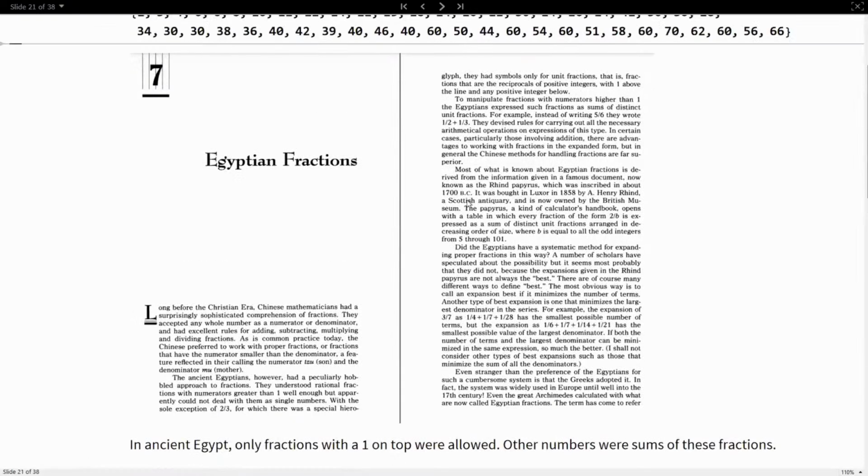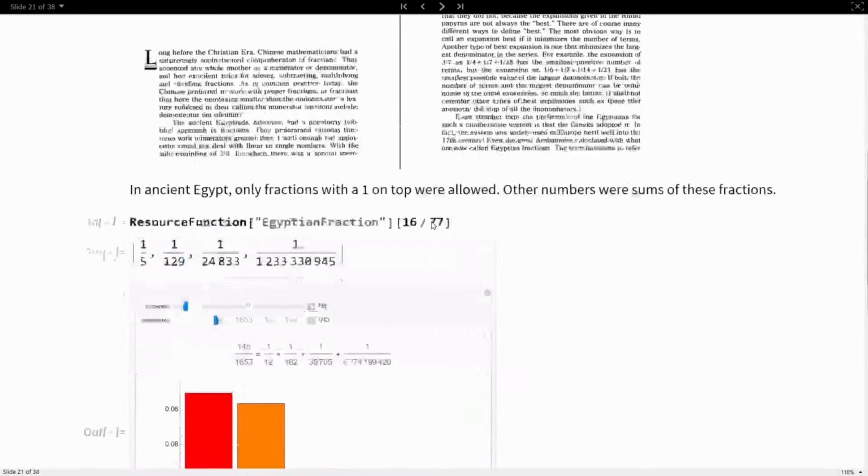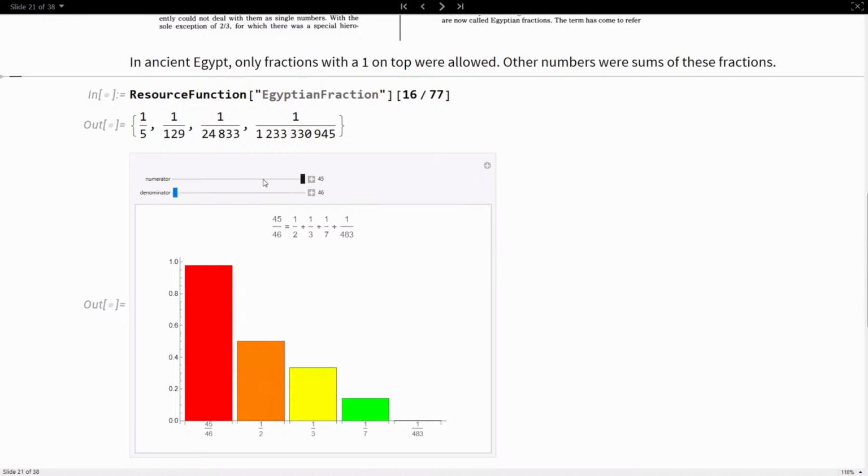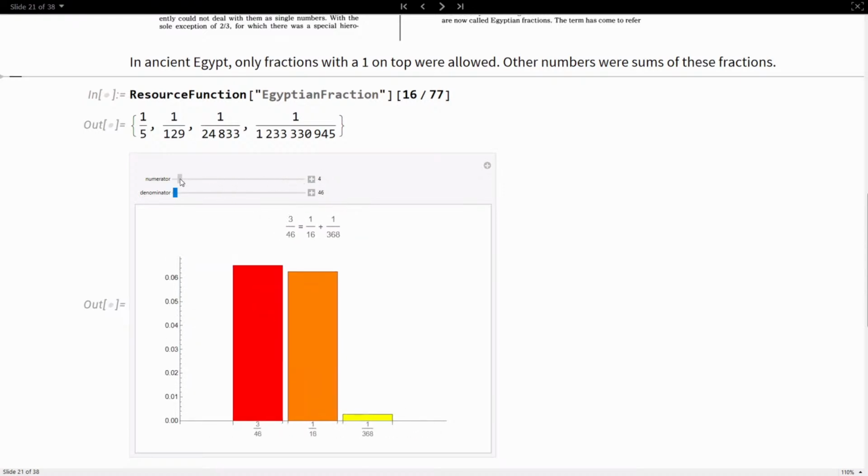So he talks about Egyptian fractions here, and the rule for Egyptian fractions is that only fractions with a 1 on top were allowed. So if you have a particular number, for example, 3/46, the Egyptian way would be to take 1/16 and add 1 over 368. So the fraction 3/46 would be represented as 1/16 and 1/368. That was the way the Egyptians liked to do fractions.